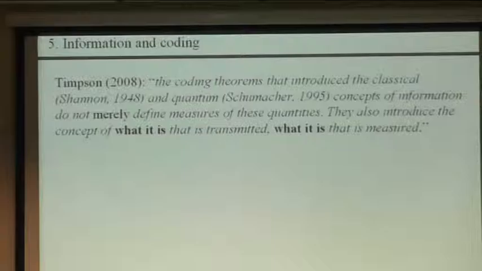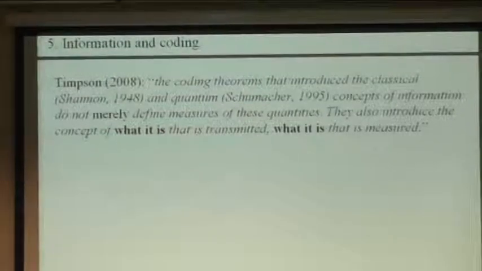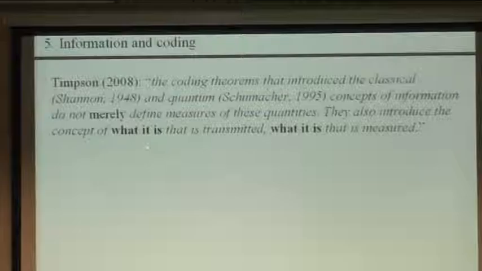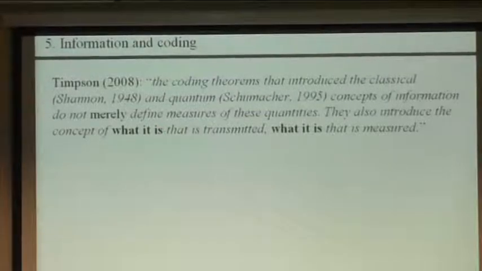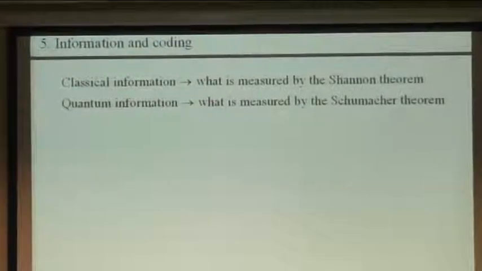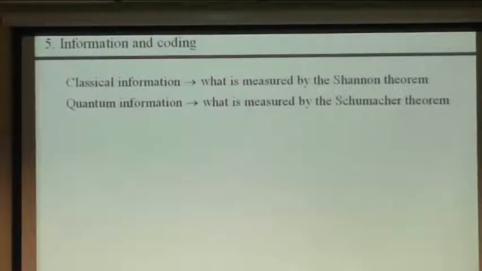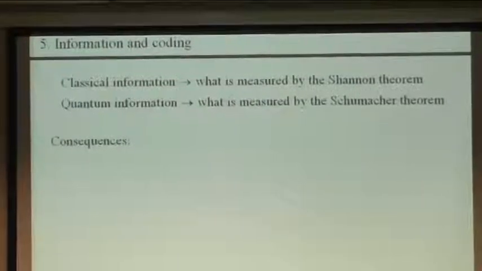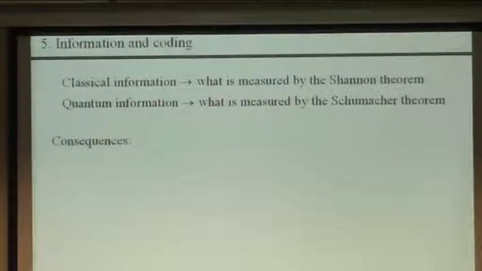He said the coding theorems that introduced the classical and quantum concepts of information do not merely define measures of these quantities. They also introduce the concept of what it is that is transmitted and what it is that is measured. So, classical information is what is measured by Shannon's theorem, and quantum information by Schumacher's theorem. This is also very elegant because it is very symmetric. But we have some consequences that we have to accept if we take this position.